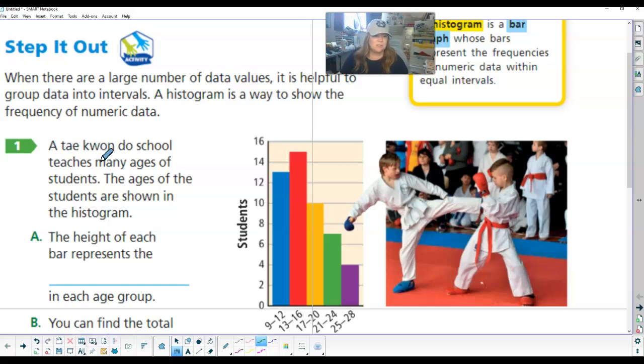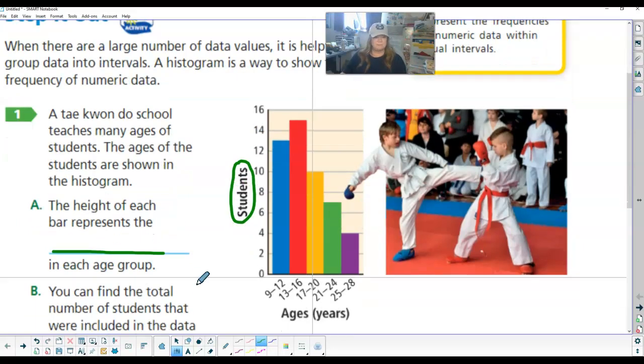A Taekwondo school teaches many ages of students. So rather than making a column for the 9s and the 10s, 11s, 12s, all the way up to 28, that's a lot of bars. They just said, here's an age group, here's an age group. So the height of each bar, if we look up how high it goes, we're going up. If we look here, it's telling us what these numbers that go up are. They are the students, right? So the up numbers, how high they go, are telling us how many students are in that age group.